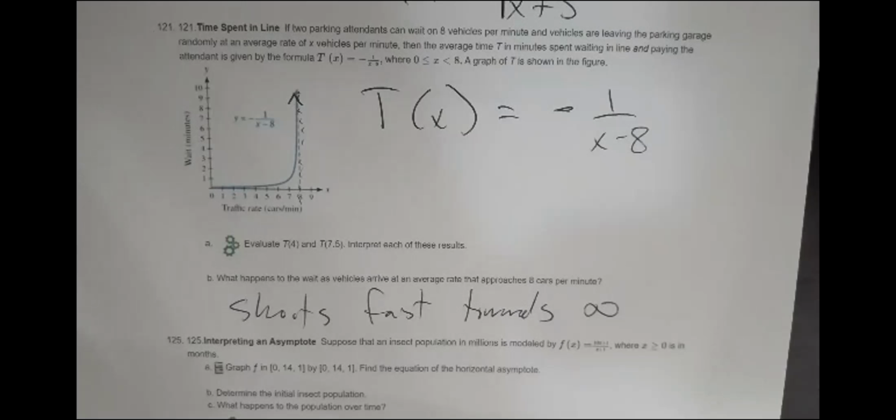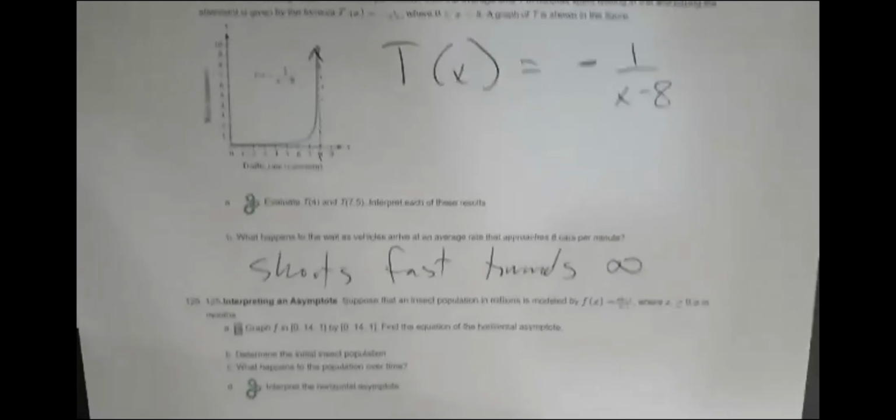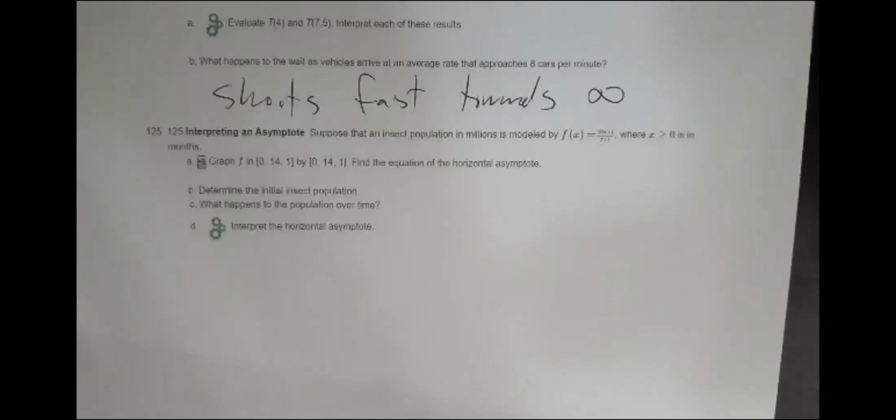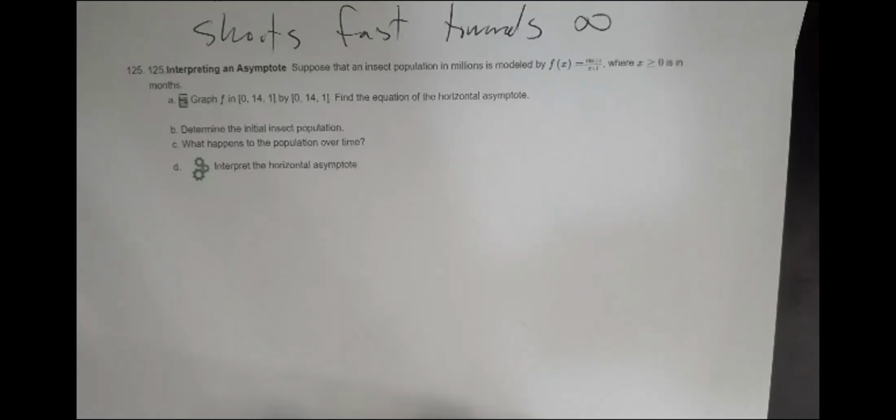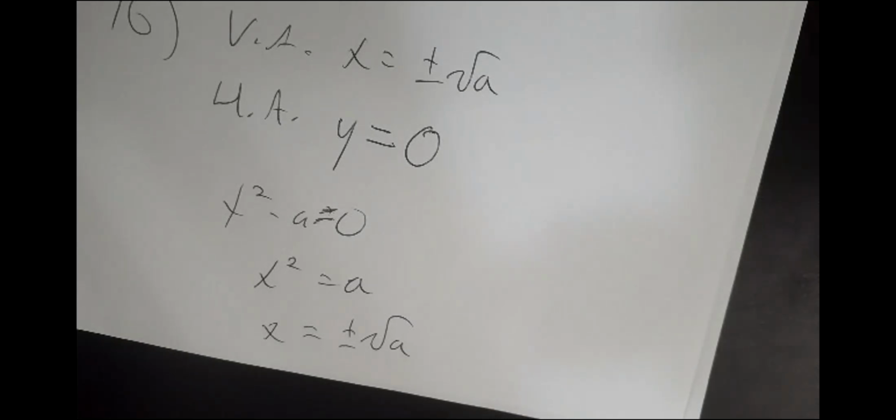Is that making some sense? Yes. They're trying to get you to take this concept of asymptotes and apply it to something in reality, right? And so horizontal asymptotes look like things that we can't reach. They're going to be sort of limits, is what's happening basically. Suppose that an insect population in millions is modeled by this thing. We got 10x plus 1 over x plus 1.